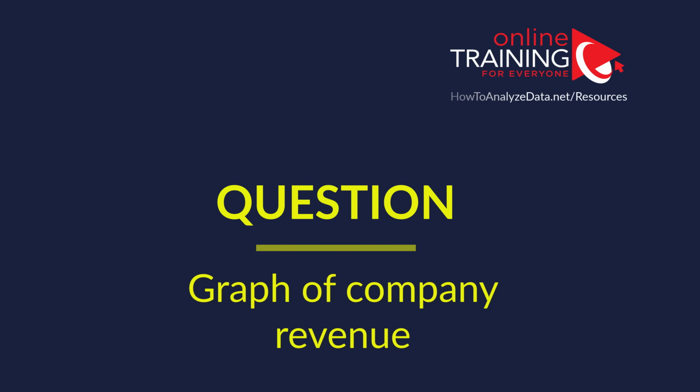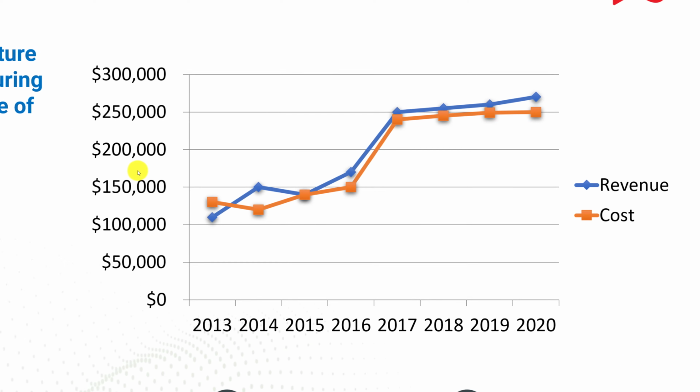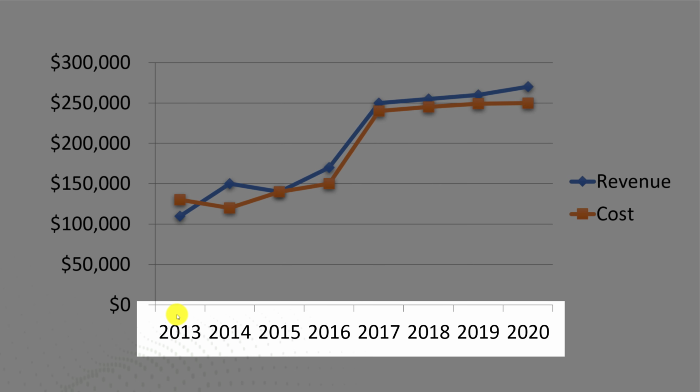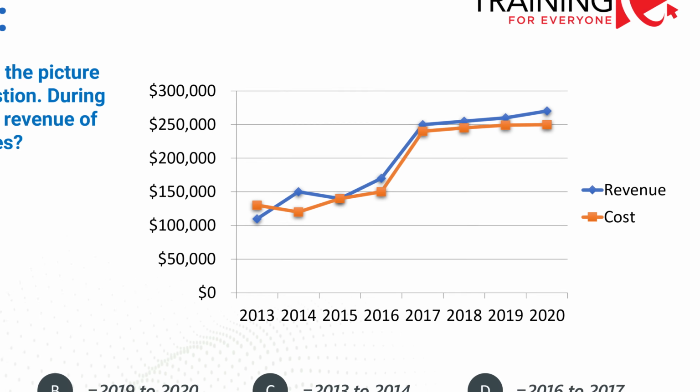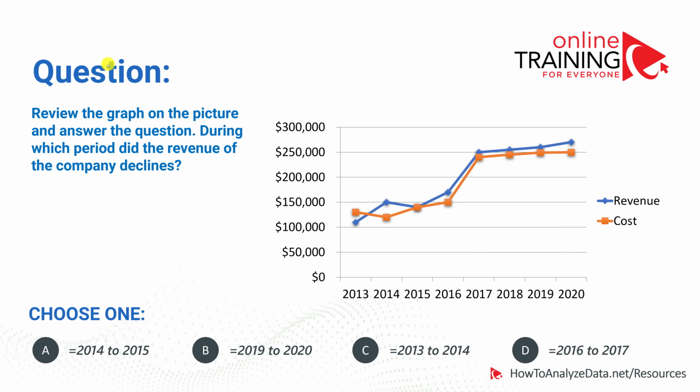Let's look at the question, which tests your knowledge of logical reasoning and how well you can apply this knowledge to charts and graphs. Review the graph in the picture and answer the question. During which period did the revenue of the company decline? There is a picture represented here with 2 lines, one blue line that shows revenue, and then the orange line which shows the cost. The period is from 2013 to 2020, and you have 4 choices to select from: 2014 to 2015, 2019 to 2020, 2013 to 2014, and 2016 to 2017. Which one do you think is right?